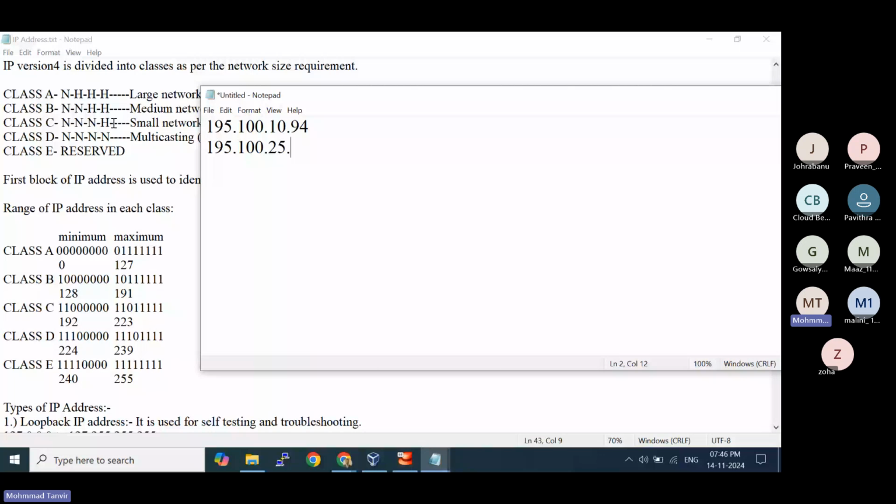Now, tell me, are both the IP addresses in the same network or different networks? Same network, sir. Very good. Anyone else? Rest all, what do you think? Same or different? Same.